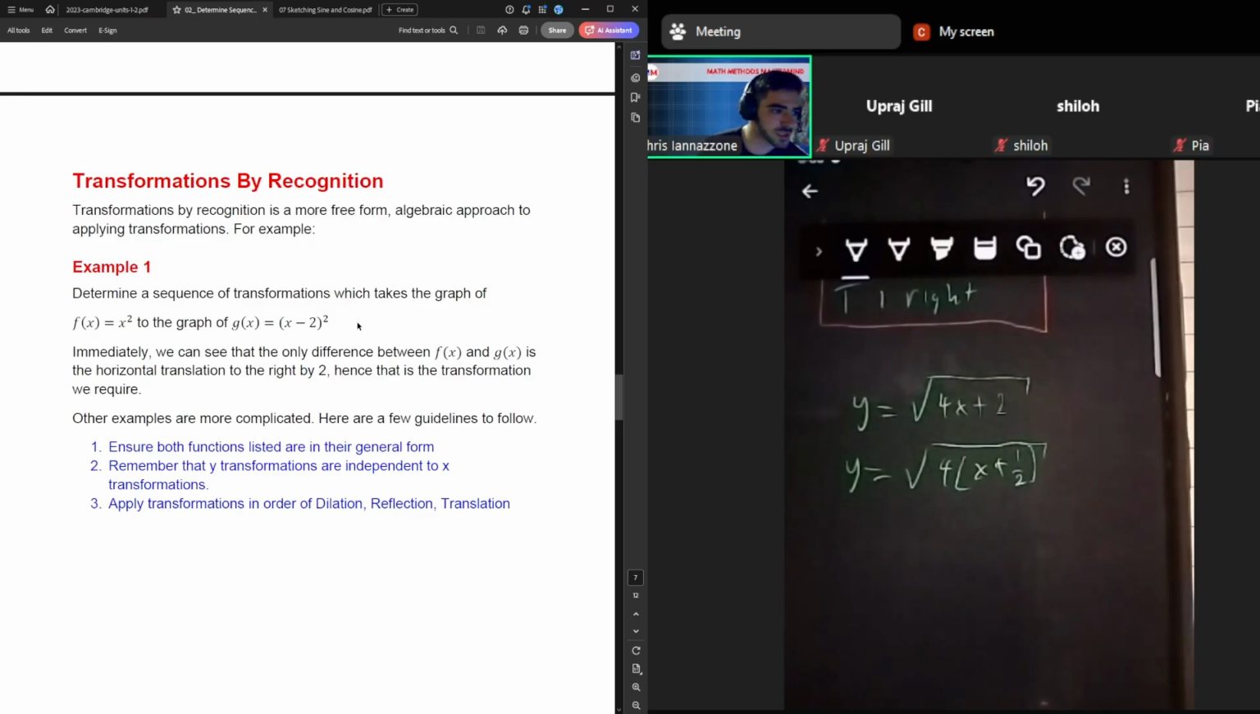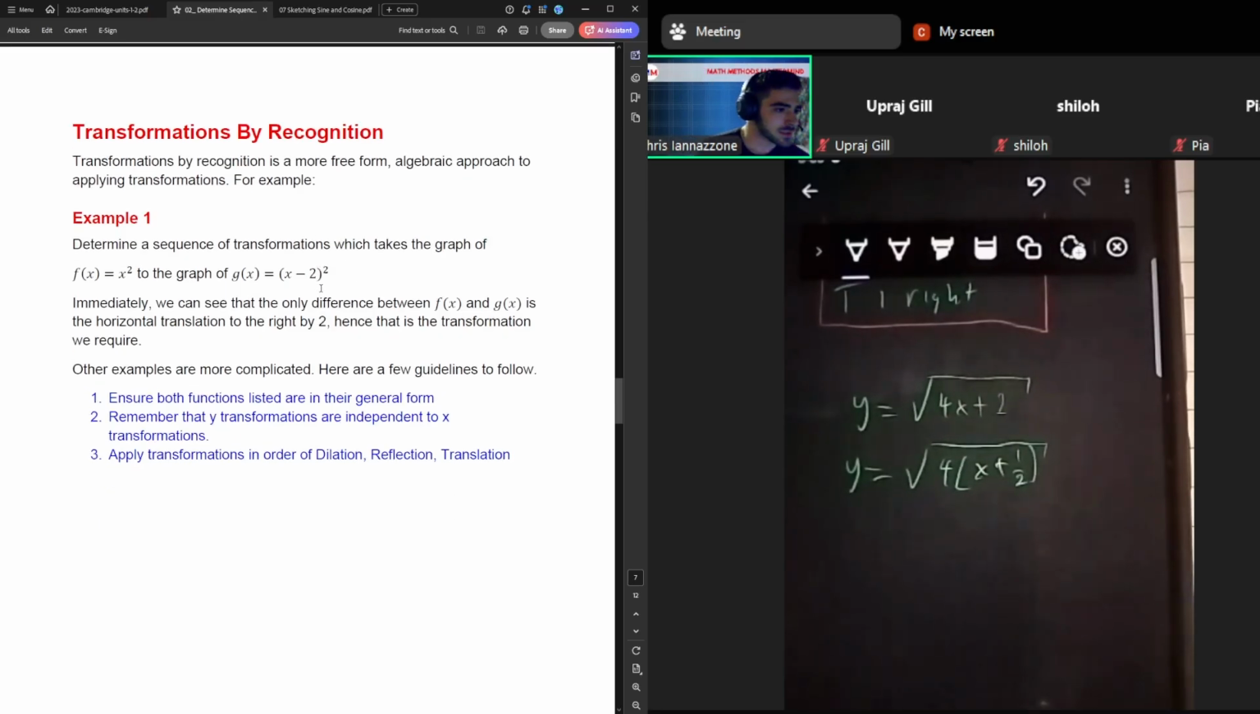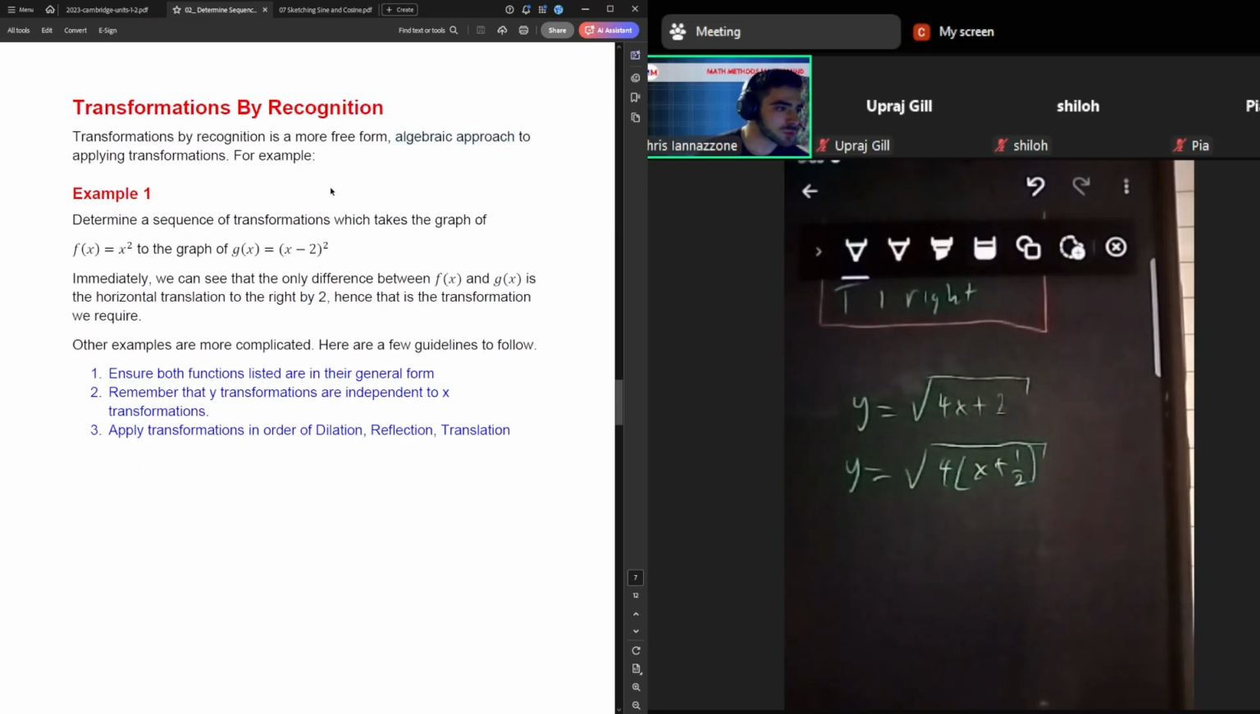If not, I'll also look at the transformations by recognition approach, which is a bit harder, more freeform. It's less rigorous than that. So we'll touch on it briefly. Okay, so let's see. It's a bit more algebraic.